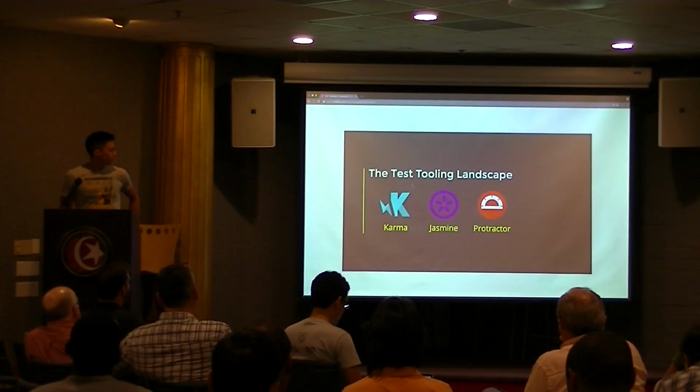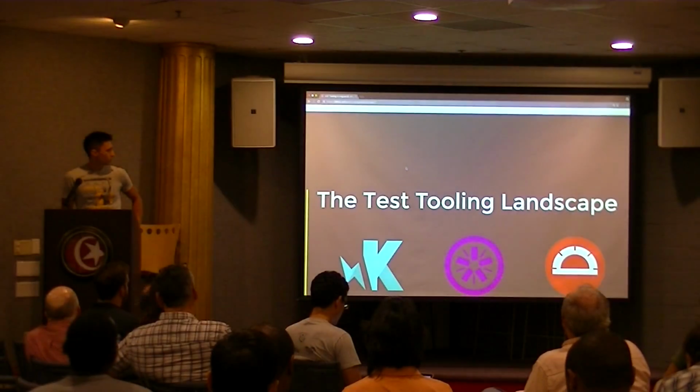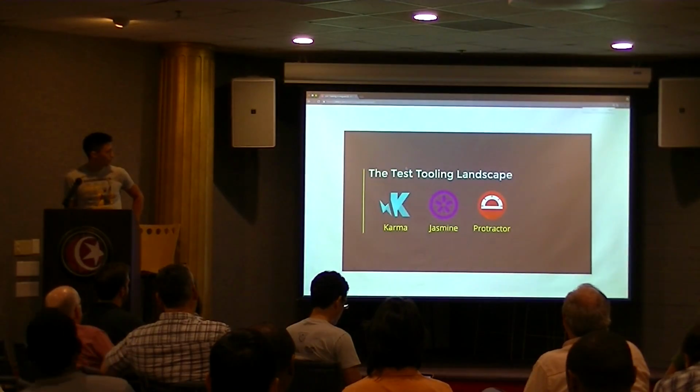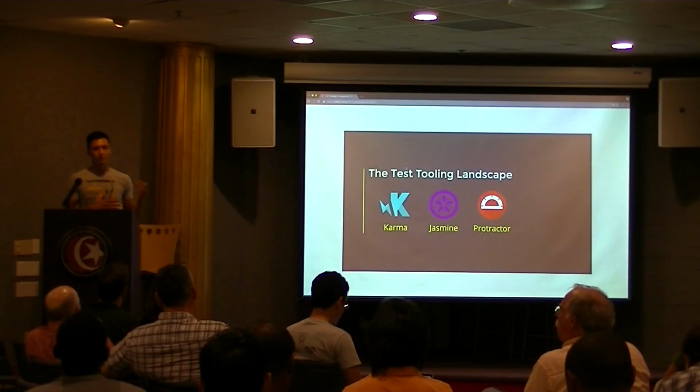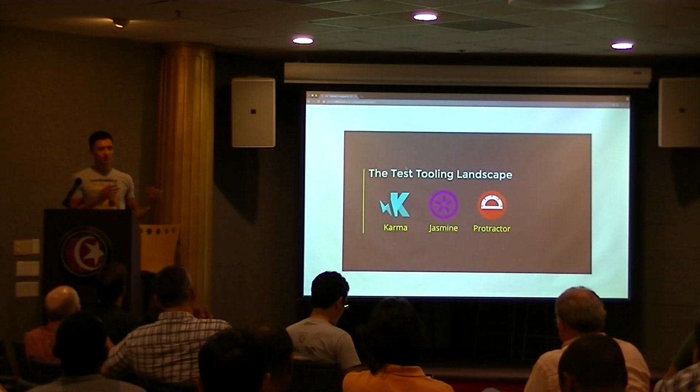So first, I'm going to talk about the test tooling landscape. Because I remember when I first started out in web development, I would be reading a post on Hacker News or something like that. I would hear about this new feature in Django or Rails, and I'm like, okay, does Rails replace Angular? Like, I just didn't know what was what.